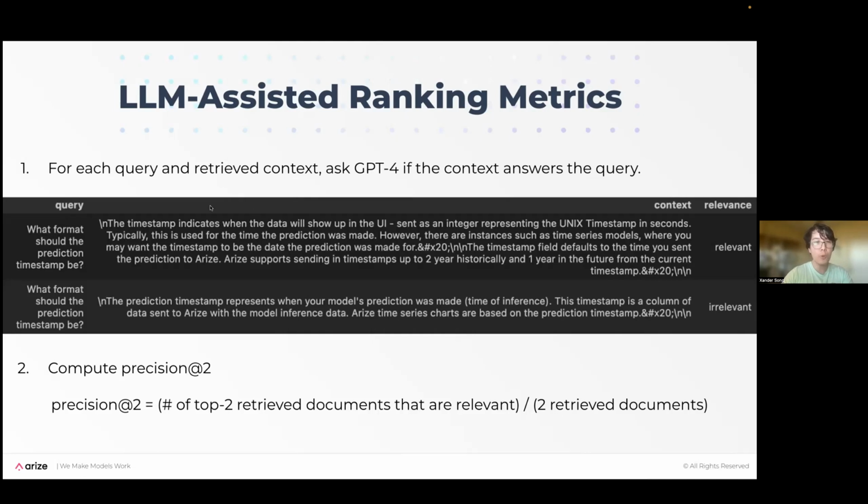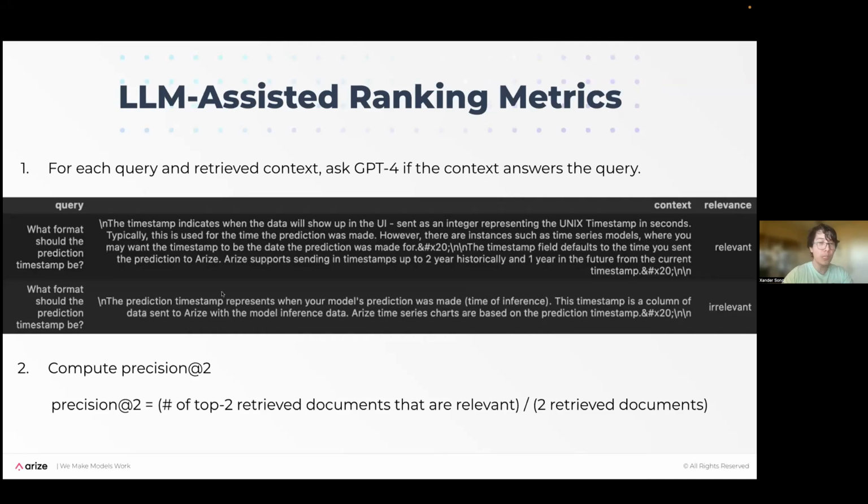And here's the first piece of retrieved context. It says, the timestamp indicates when the data will show up in the UI, sent as an integer representing the Unix timestamp in seconds. So there's the answer right there, the Unix timestamp in seconds. And in this particular case, GPT-4 correctly classifies this piece of context as being relevant to the query.